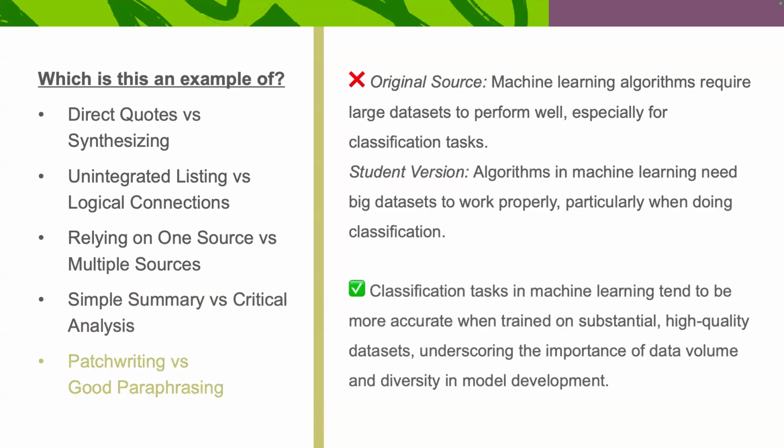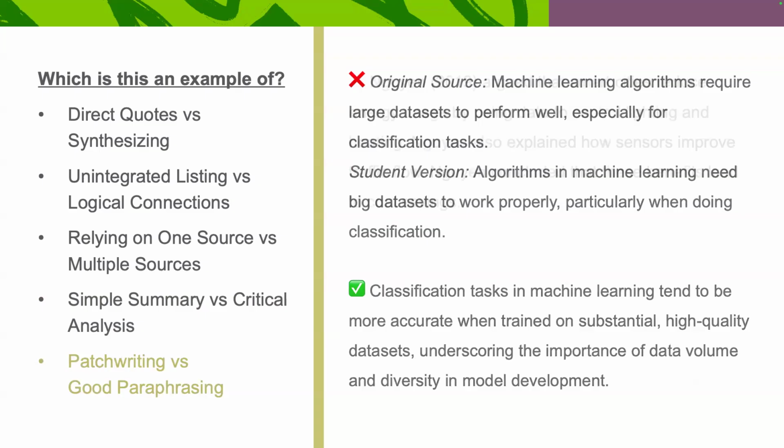Yeah, exactly. Online agrees as well. Yeah, that's an example of patch writing. All I did was just change a couple words. You can very clearly see which words I changed or switched around, and it doesn't provide a new spin. It doesn't show that I understand what I just read. I just did some wordsmithing.